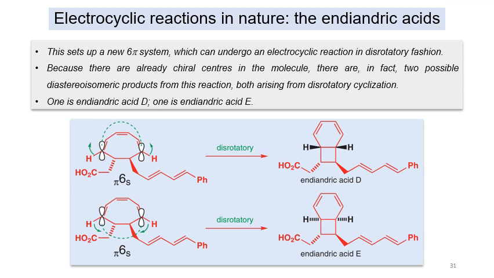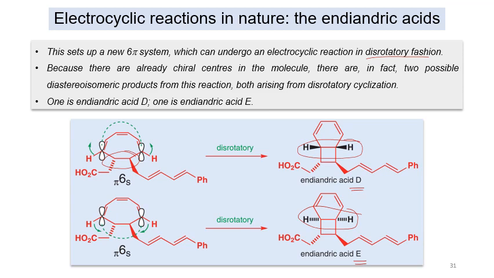Now, this can undergo an electrocyclization in a disrotatory manner. But here we have a problem. There are already two stereocenters present. Because there are already two stereocenters present, you now have two modes of disrotatory cyclization. In one case, the disrotatory cyclization gives you endiandric acid D. In the other case, it gives you endiandric acid E. Both are isomers of each other. So you can see here, both are isomeric at this particular point.